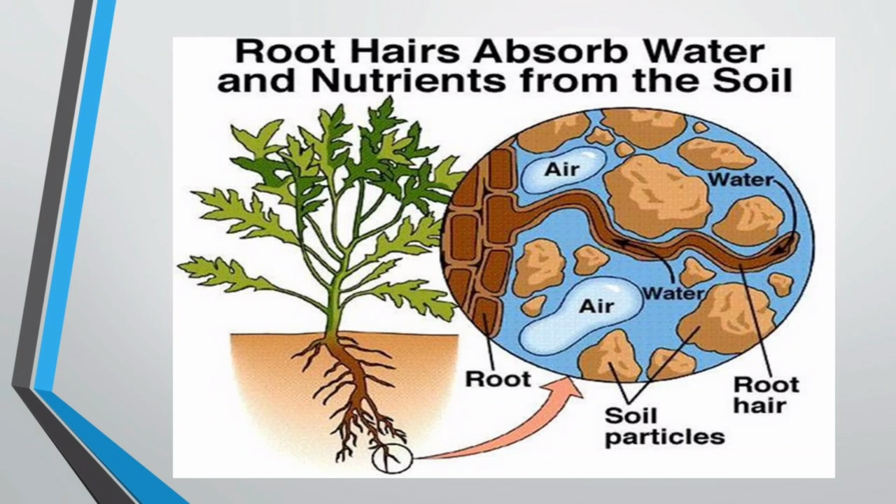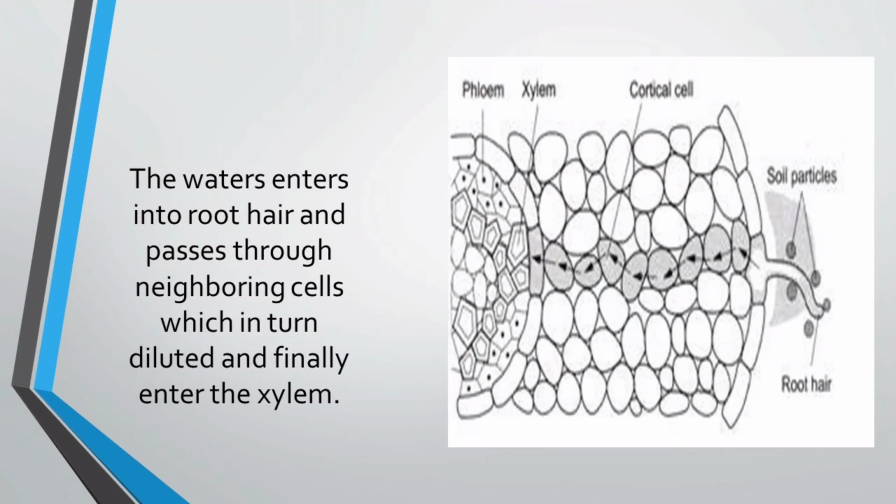See this image here, how the root hairs penetrate in between the soil particles. The root hair is a long hair-like extension of the root epidermal cell. Here in between the soil particles there are spaces that are filled with water and also air. The water is called soil water. This water enters into the root hair by the process of osmosis.